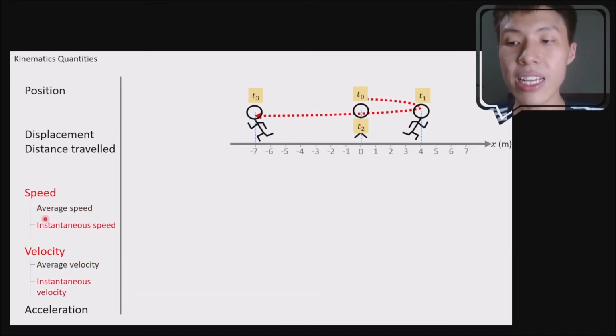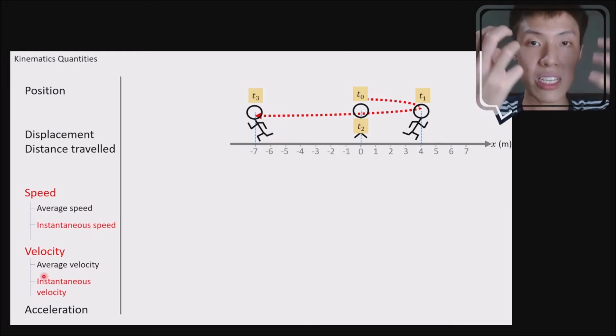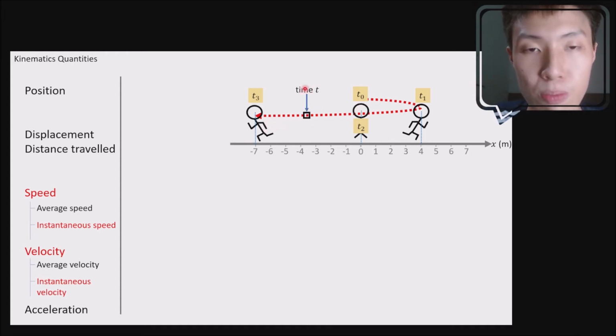Now let's look at instantaneous speed and instantaneous velocity. We're going to compare instantaneous speed and instantaneous velocity. Again, the same U-turn example, but this time I'm going to specify t. I'm going to investigate just this moment t over here.